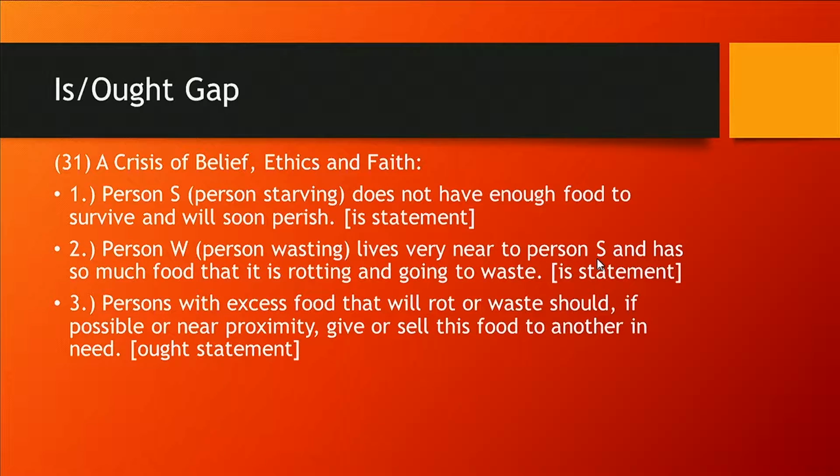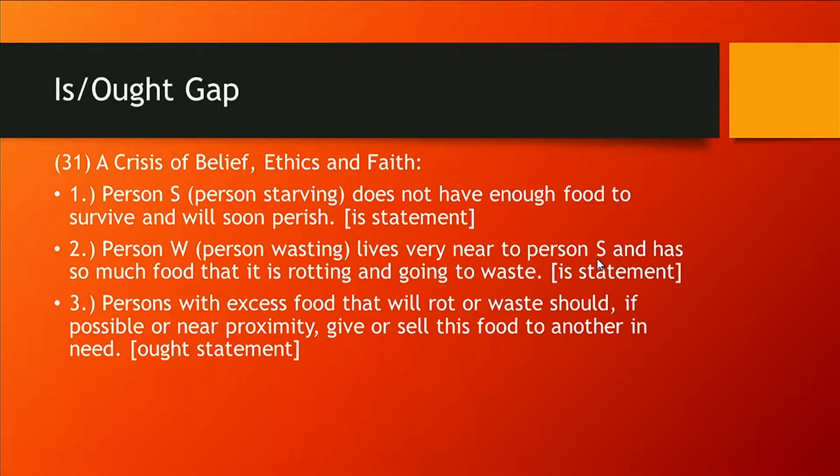Now person W, person wasting, lives very near to person S and has so much food that it is rotting and going to waste. Another "is" statement. It's easy to establish that you've got more meat than you have room in your freezer. Eventually the meat's going to go bad in a few days, so if you don't do something with it, it's going to go to waste. So again, another factual "is" statement, not hard to establish.